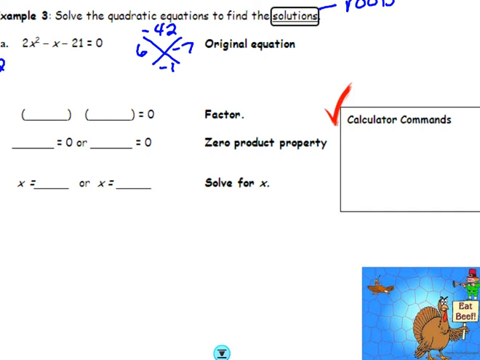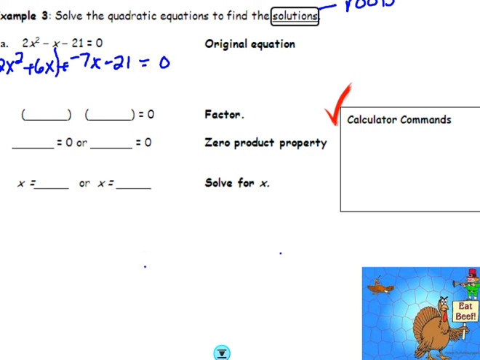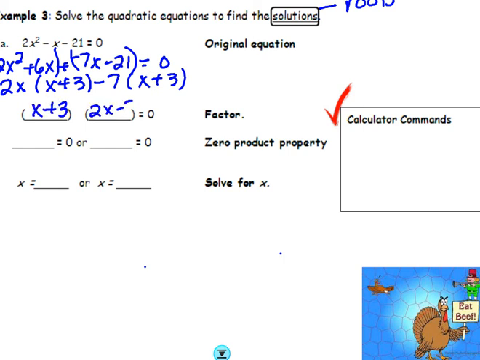Alright, rewrite the middle term. I'm just factoring. Equal to 0. Group the first 2, group the second 2. Pull out your GCF. Pull out a negative 7. So my common factor is x plus 3 and 2x minus 7.